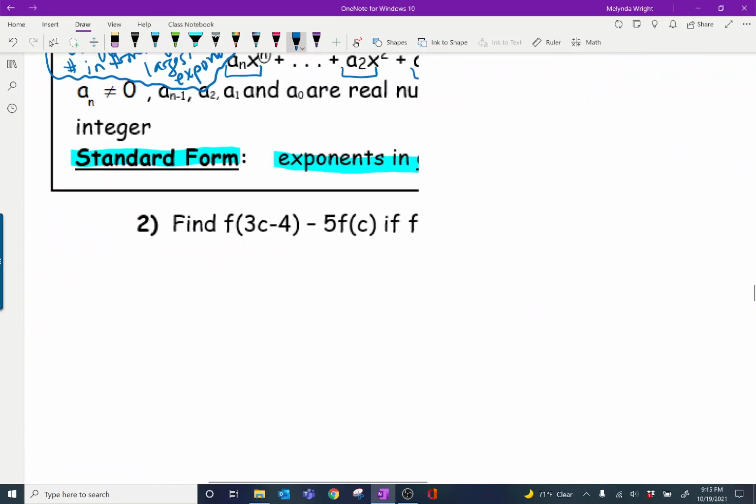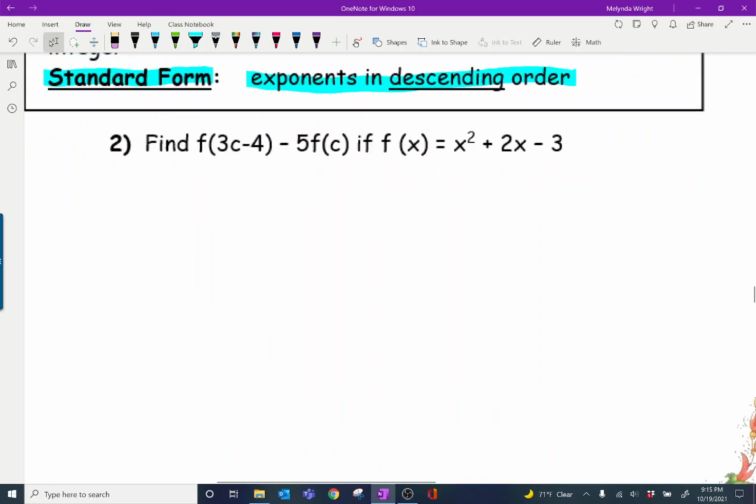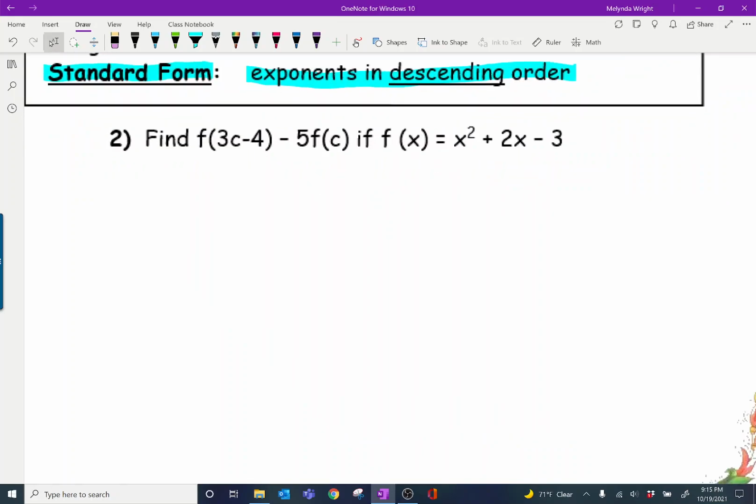We have another little configuration they want us to do. So we have a different function. This one is called f. And let's see, let's just jump in. So function notation, I'm supposed to take this quantity 3c minus 4 and replace all the x's in f with it. That's what this is telling me to do. So let's do that. So I have 3c minus 4 squared plus 2 times 3c minus 4 minus 3. I have just written down this first piece.